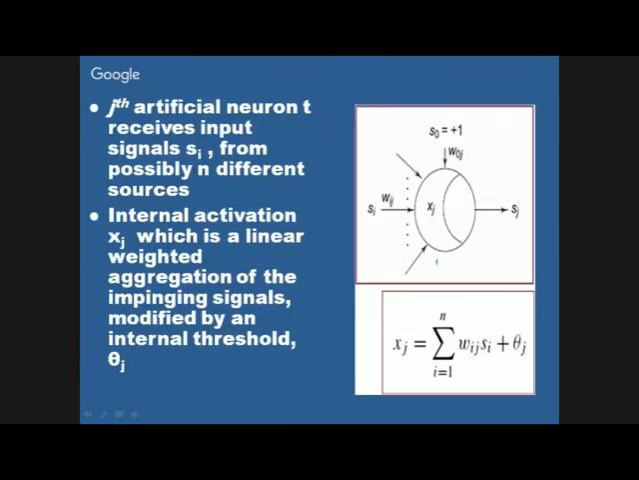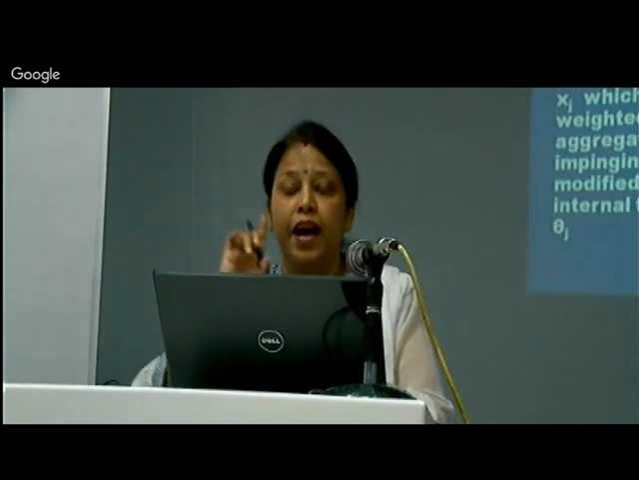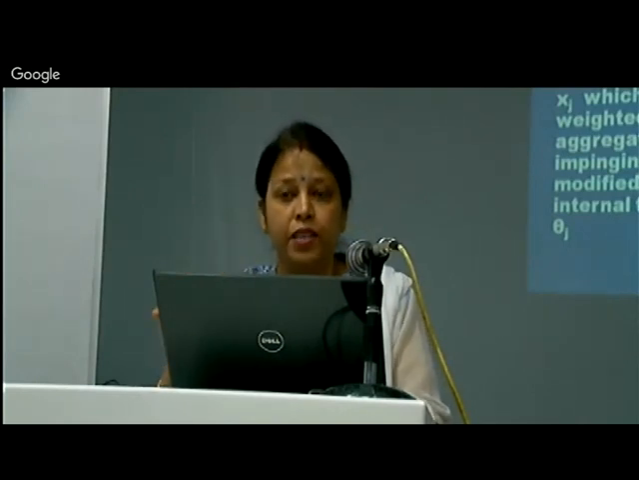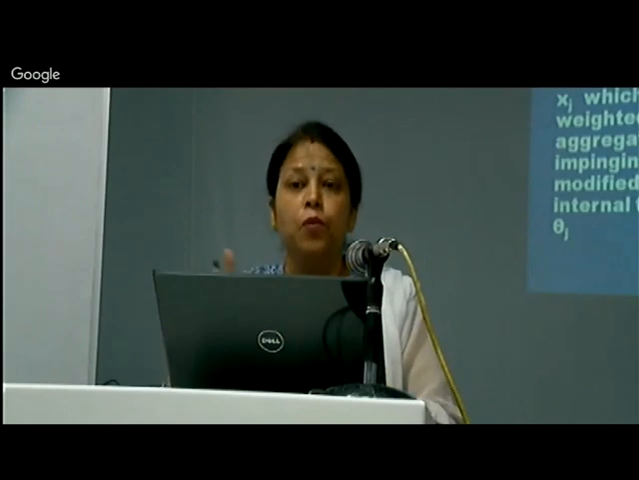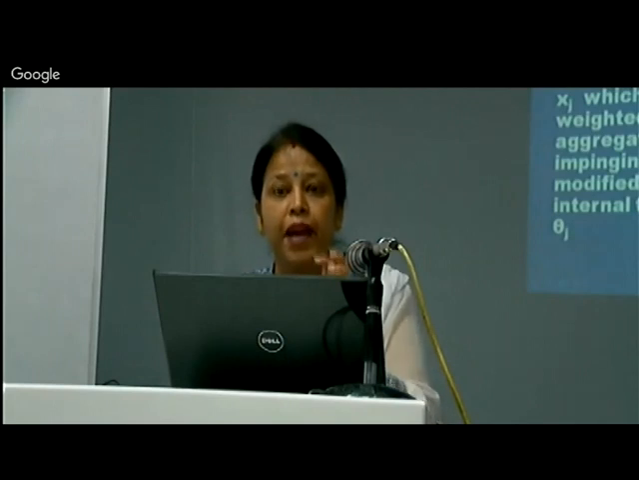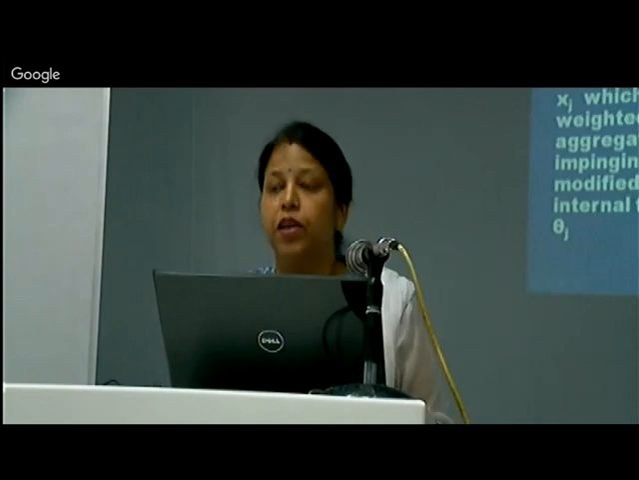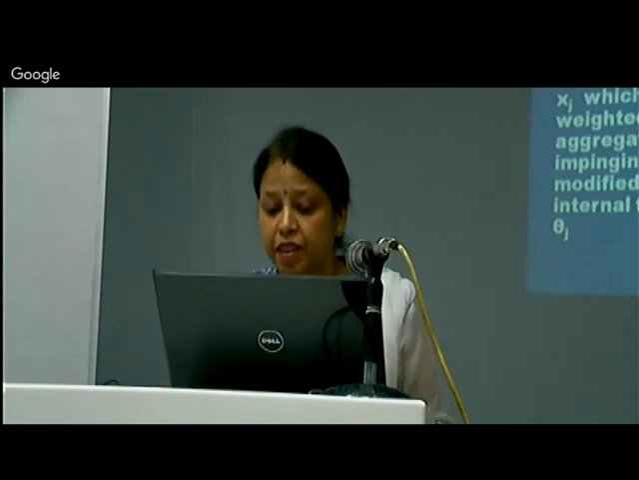So that has been described here. Your jth artificial neuron receives the input signal Si from possibly n different sources that I have told you. The internal activation Xj is a linear weighted aggregation. Linear weighted aggregation means linearly multiplied, that means S1 into W11, S2 into W12, S3 into W13, like this. And finally, it will be added. Aggregation means it will be added. And finally, the internal threshold is equal to theta j. So it has been described like this.